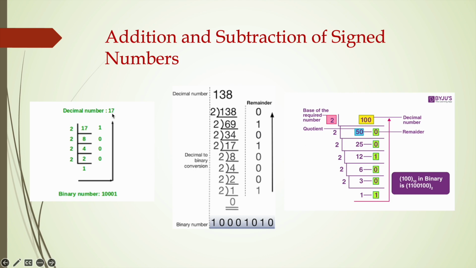So here for 17, to calculate a binary equivalent, we must divide it by 2. So 2 8s 16, the remainder is 1. 2 4s 8, remainder is 0. 2 2s 4, remainder is 0. 2 1s 2, remainder is 0. So we keep on dividing a number till we get 0 or 1, and we get the binary equivalent. So we write it from the bottom to top, 1 0 0 0 1. So this is the binary equivalent of decimal number 17.